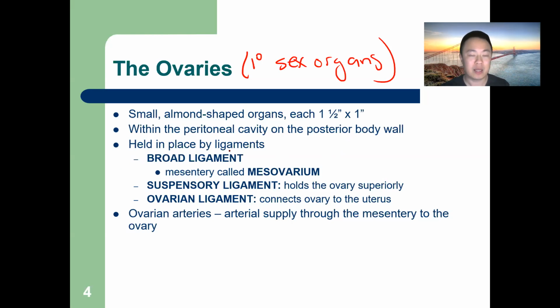Okay, one of the ligaments here is the broad ligament, and the mesentery called the mesovarium. There's also the suspensory ligament that holds the ovary upward superiorly, and then you have the ovarian ligament that connects the ovary to the uterus. Now you also have ovarian arteries, and this is an arterial supply through the mesentery to the ovaries.